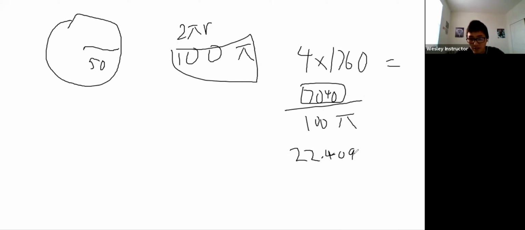Now, that could be our answer, but it says complete laps. So when it says complete laps, we have to round up. If we round down to 22, we don't get to 4 miles. We get a little bit less than 4 miles. So we need to round up, and this number rounds up to 23, the nearest whole number that's greater than that number. So the answer is 23.